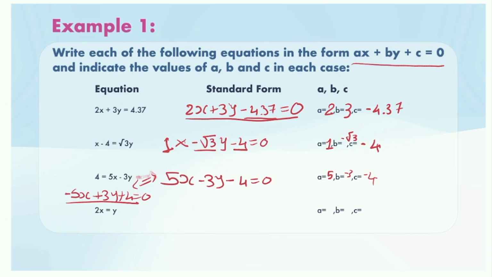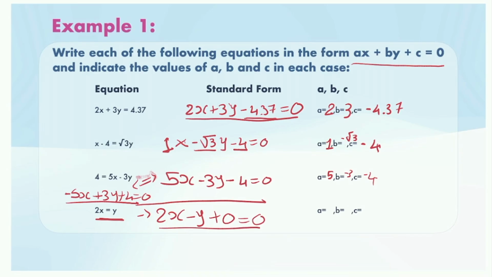Now our last question is 2x equal to y. Now if I want to write 2x equal to y in standard form, I have 2x as it is, I don't have a problem with it. Now I will have to move y to this side, so it will be minus y, right? Now I don't have a constant term in this equation, if you see. So I can just write plus 0, right? Because by adding or subtracting 0, there will be no effect on the equation. So I can write plus 0 equal to 0.